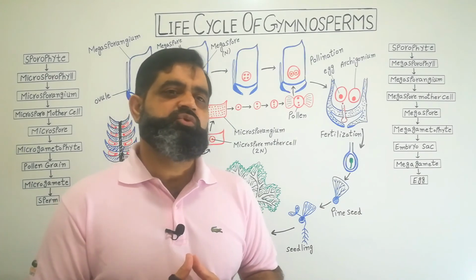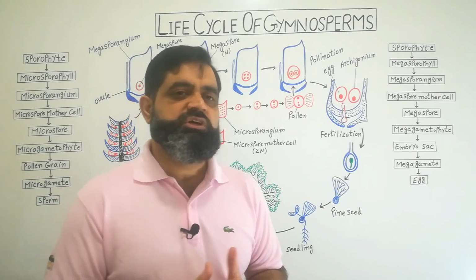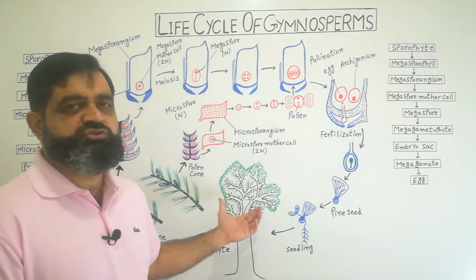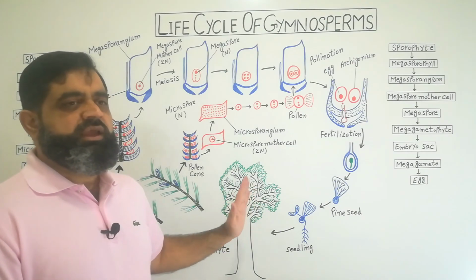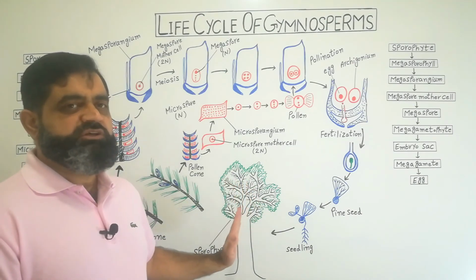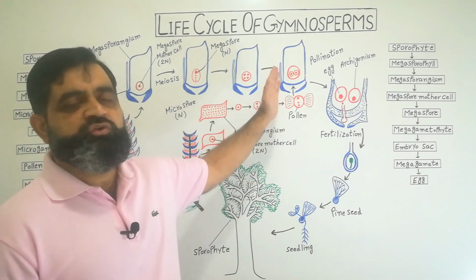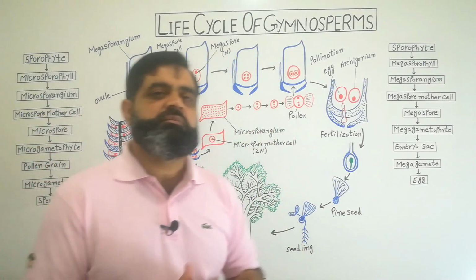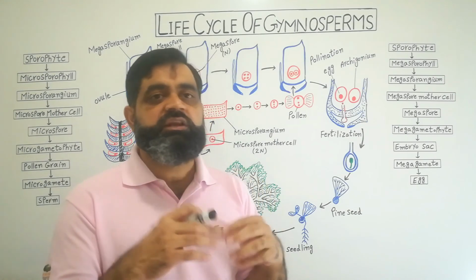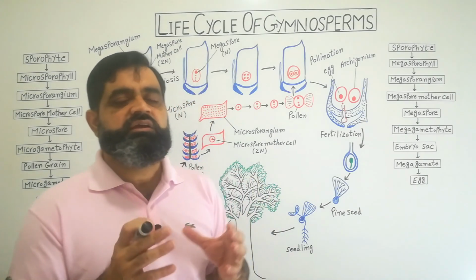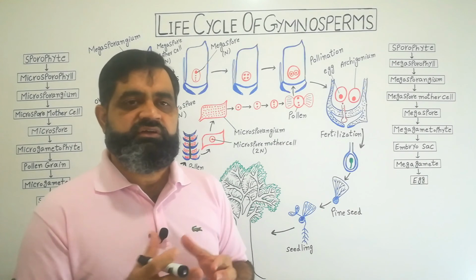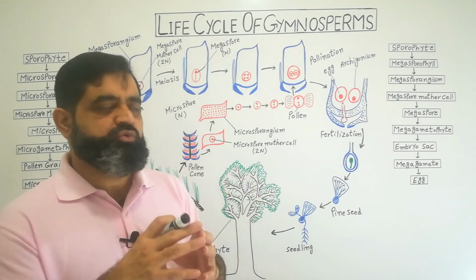Gymnosperms usually show alternation of generation. As you can see, this is the sporophytic generation, which is conspicuous, and the sporophytic generation produces cones. Inside the cones, male and female gametophytes are produced. The female and male gametophytes are very reduced and inconspicuous, very difficult to see. So they are inside the cones.